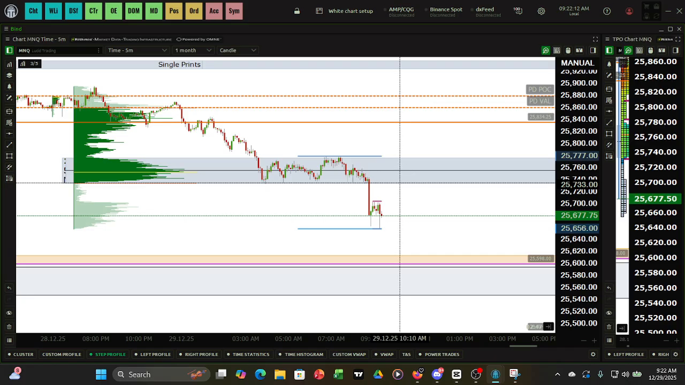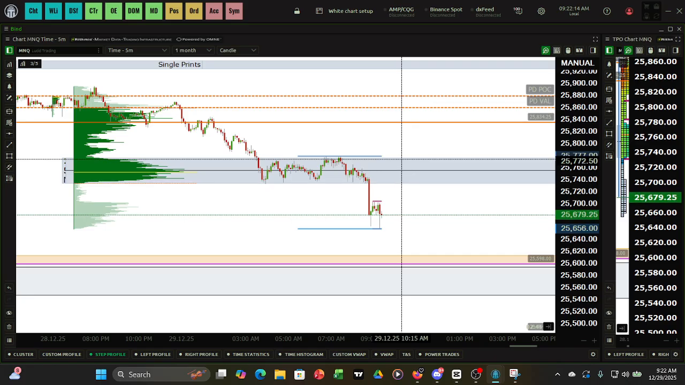So let's see, this area value 733. That's about 40 points there.